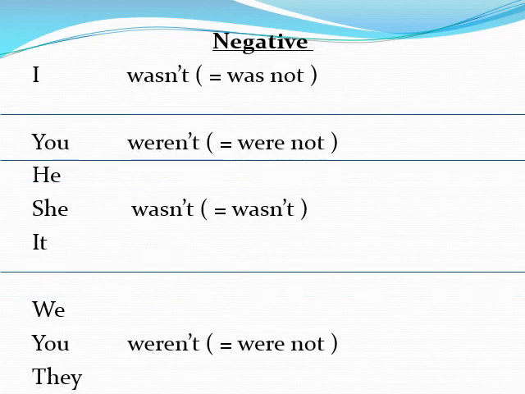The next one is negative. Negative means النفي. Just add not after was or were. For example, I wasn't. He wasn't. We weren't.